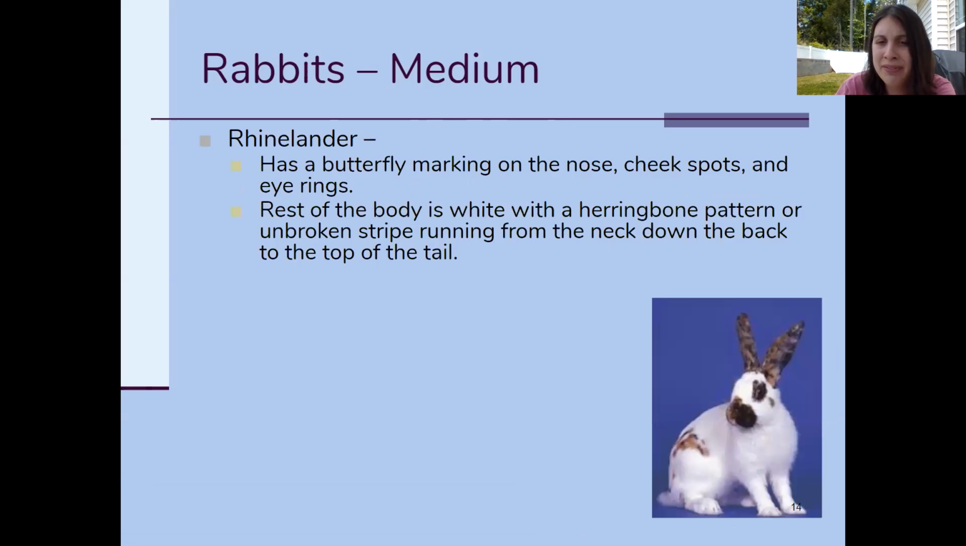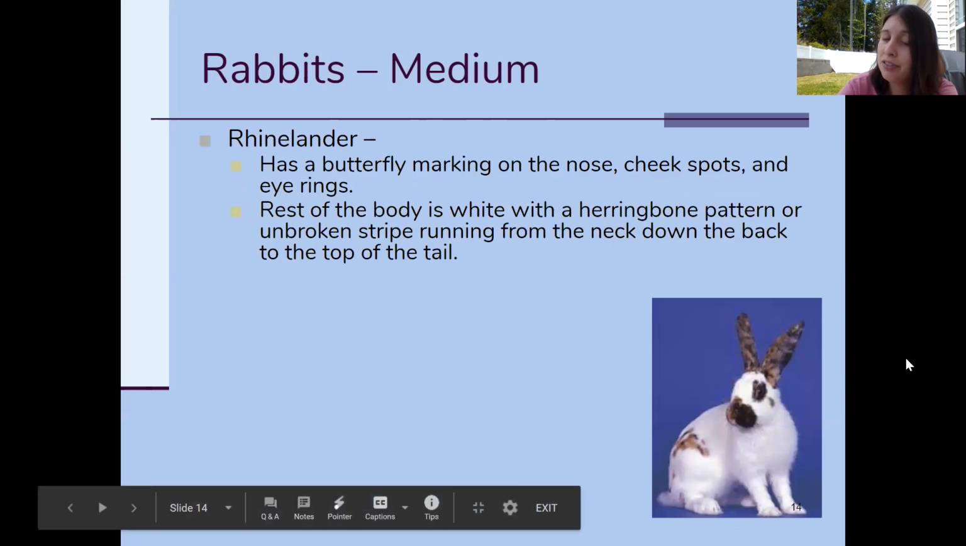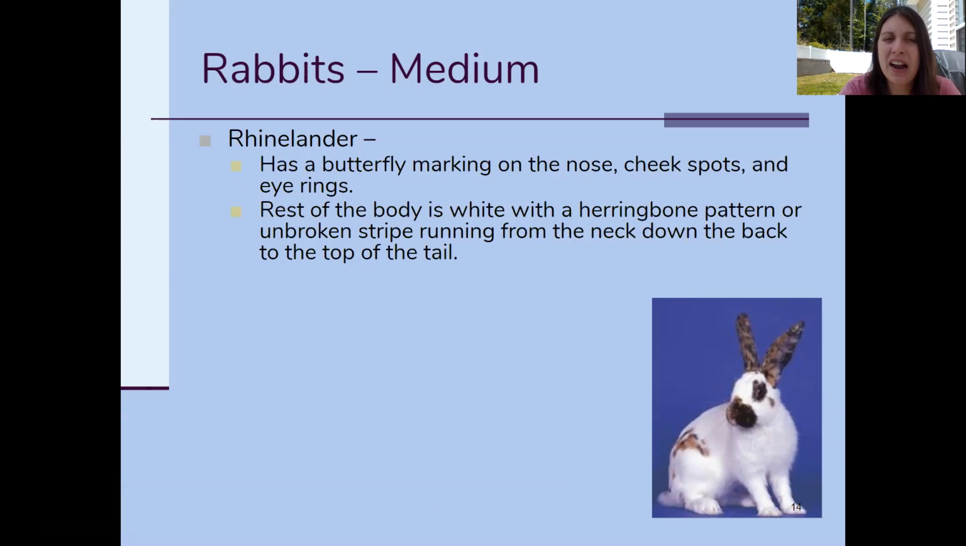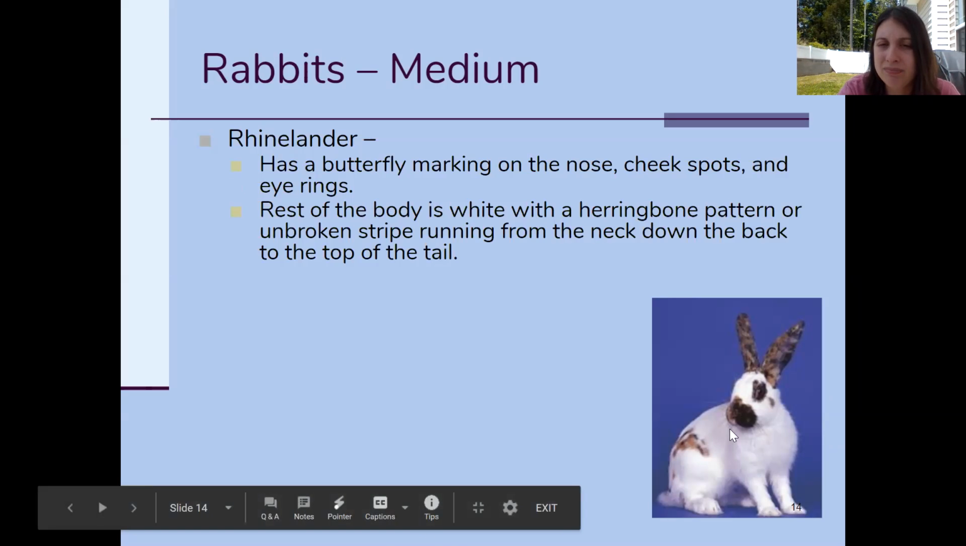The Rhinelander, this rabbit's also looking kind of familiar. The Rhinelander, they have this butterfly marking on the nose, and you'll see little cheek spots. You're going to see eye rings on them. Then the rest of their body is going to be white, and they have broken stripes almost running down its back and its neck.